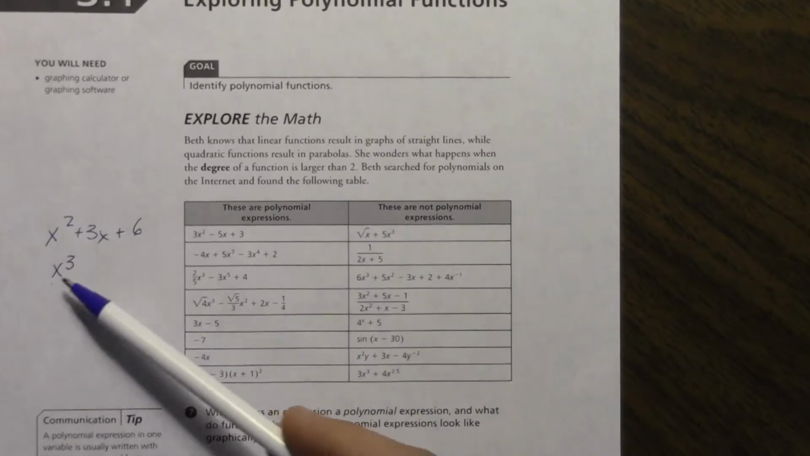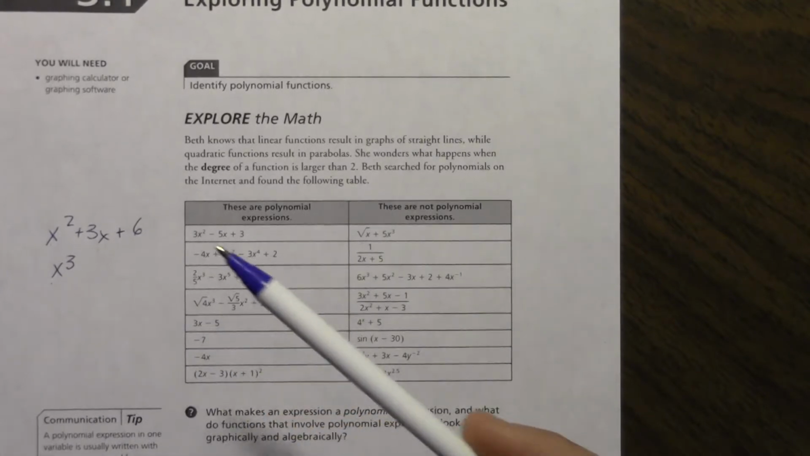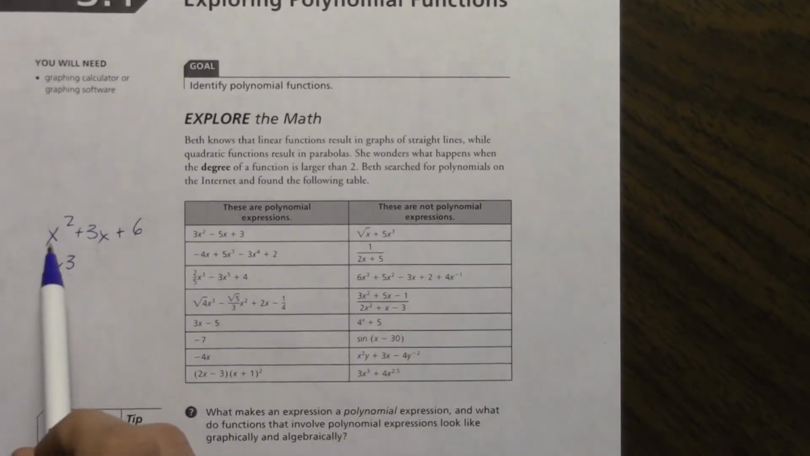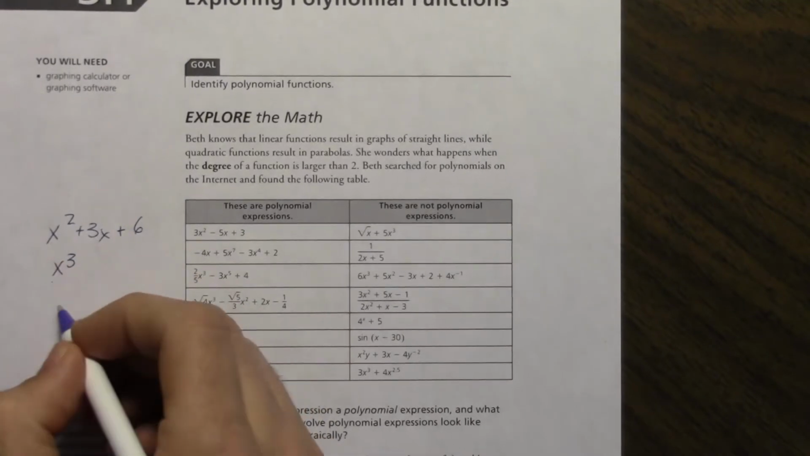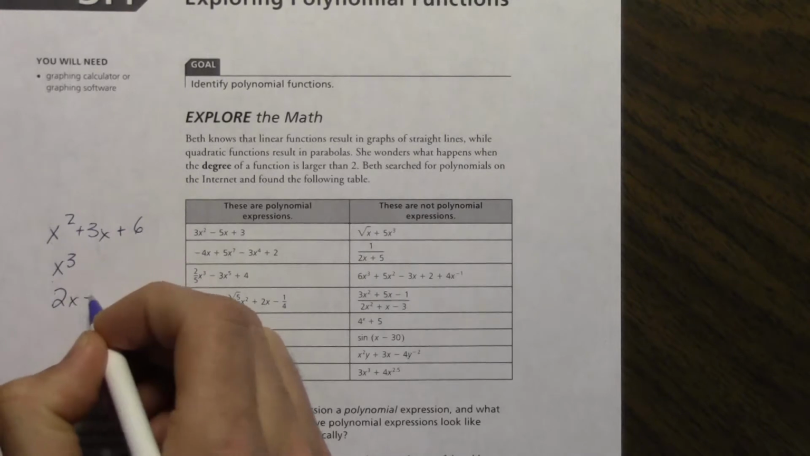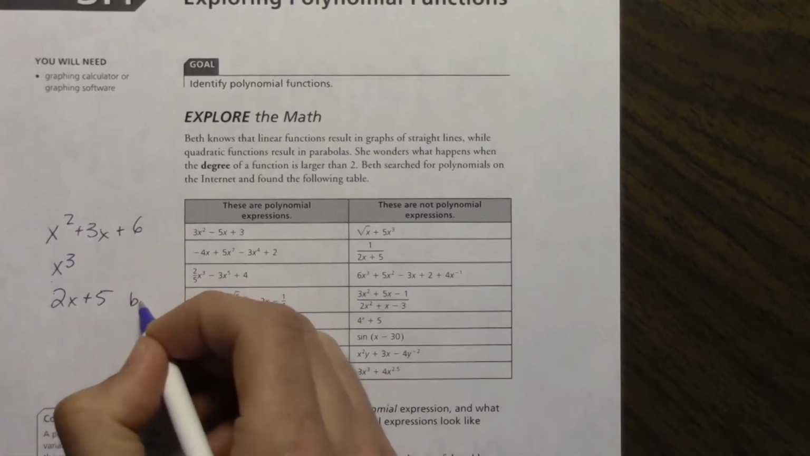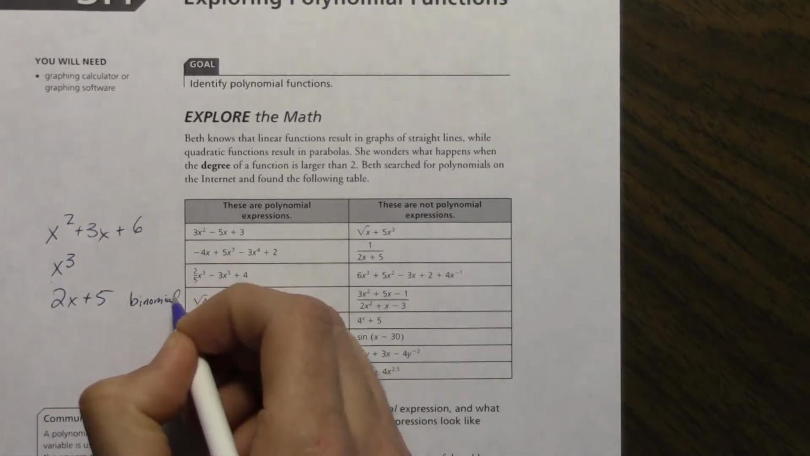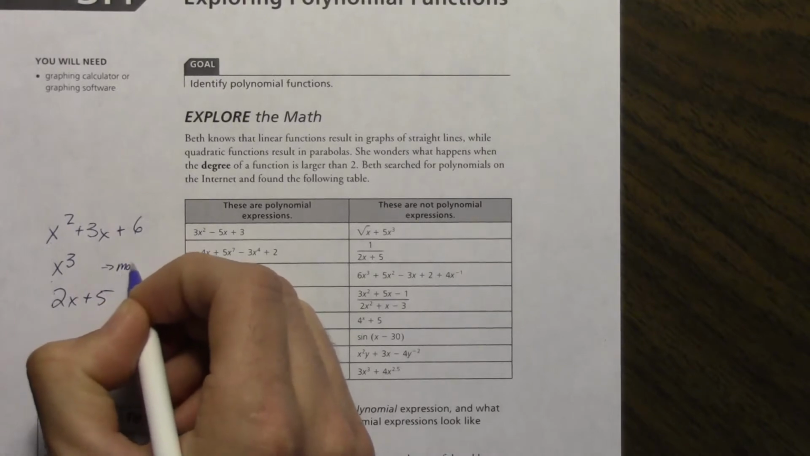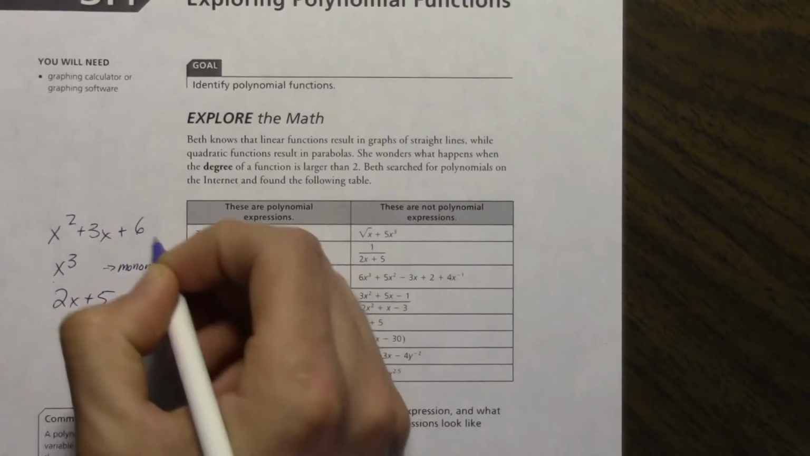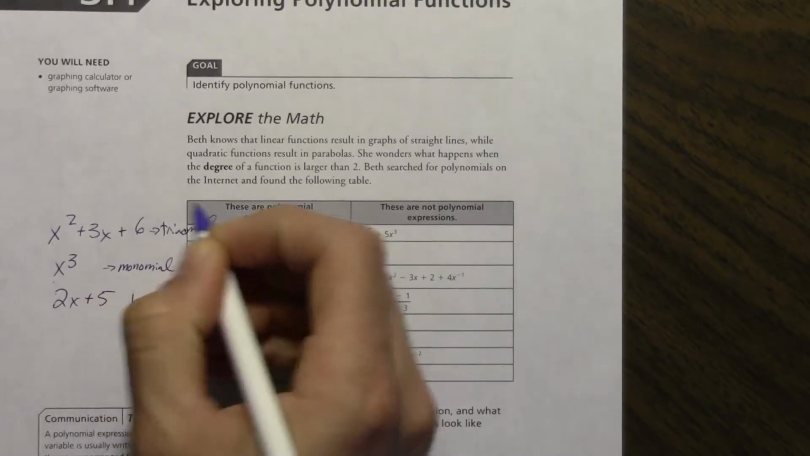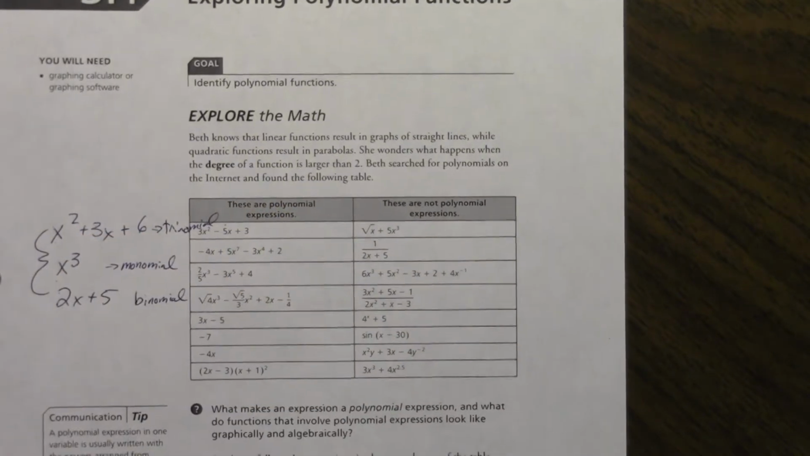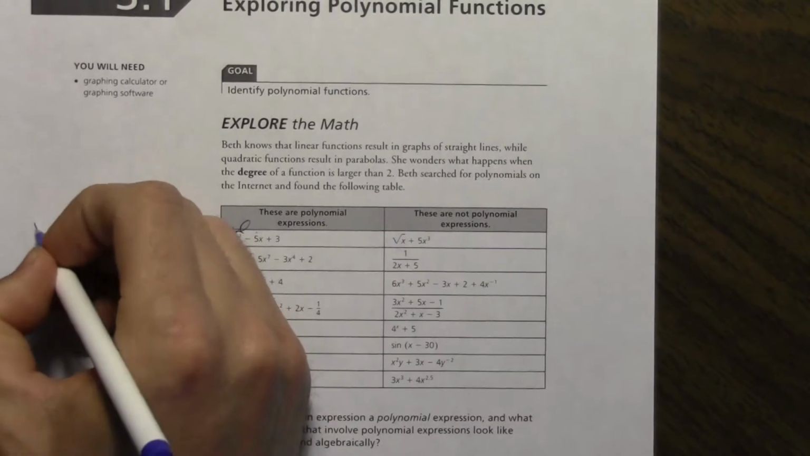We have the words monomial, binomial, and trinomial, which should be familiar to you guys. 3 terms is a trinomial, 1 term is a monomial, and 2 terms is a binomial. Trinomial, but all 3 of these are considered polynomials.